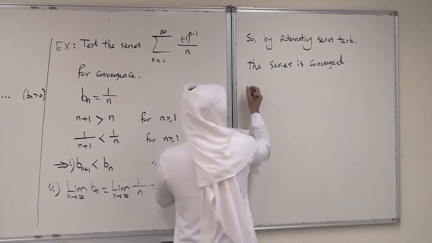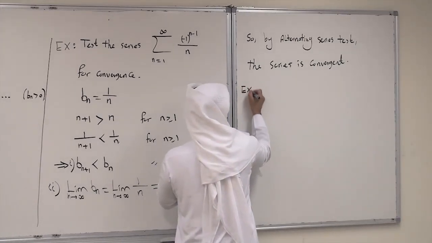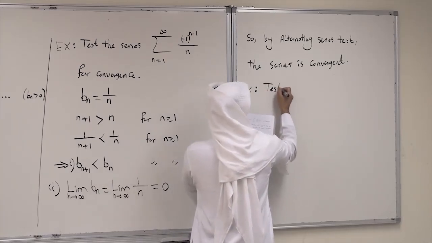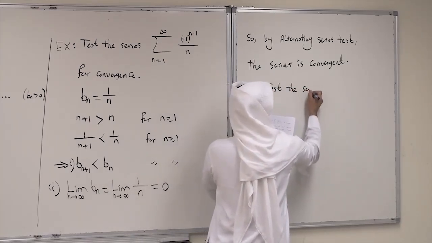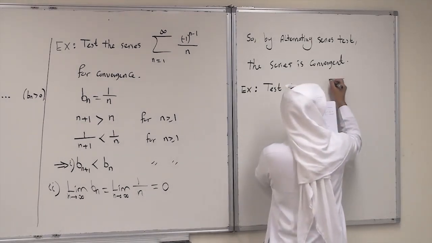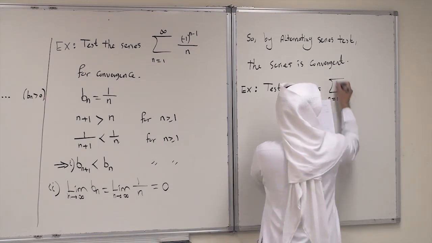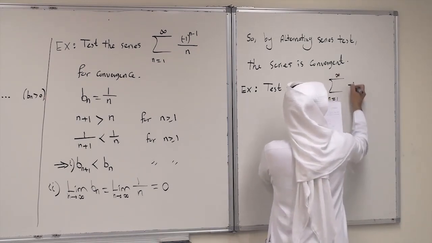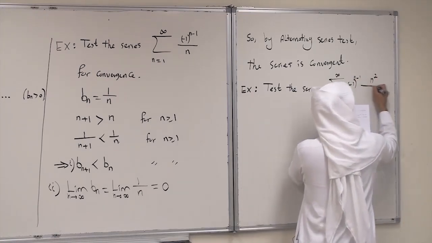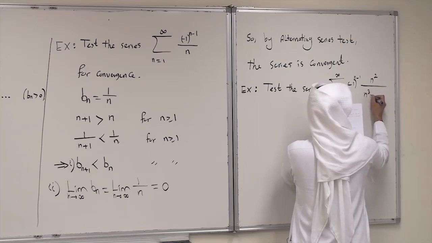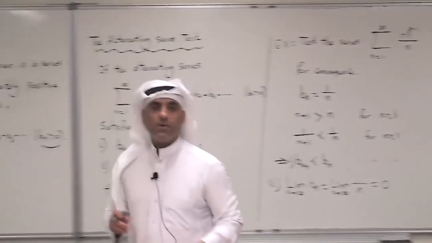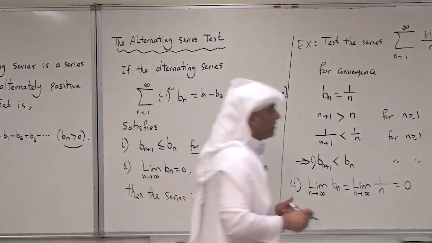Let us take another example. Example number 2 says, do the same, test this series, which is the summation from n equal to 1 up to infinity of minus 1 to the power n minus 1 multiplied by n squared all over n cubed plus 1. That's the series we have. Test this series for convergence.